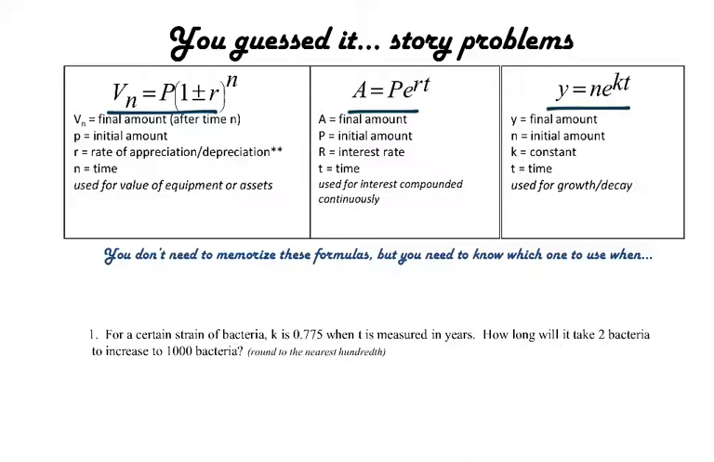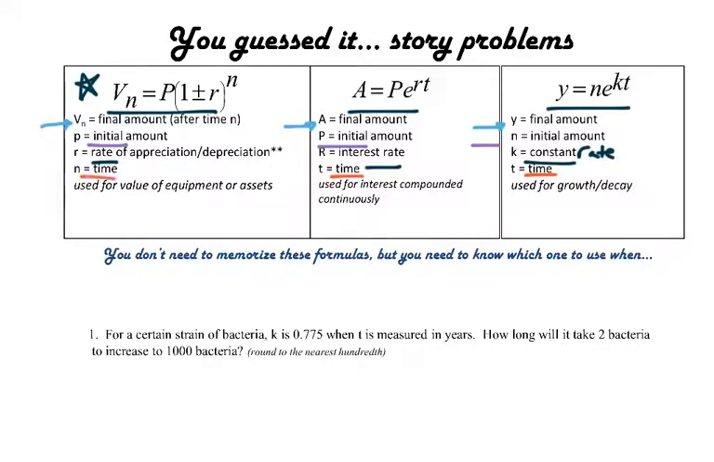One of them might look a little different, like this one I think uses different letters. PERT we used before, that one might be a little new, but they're really all the same formula. If you look at the explanations of the variables: final amount, initial amount, rate, a constant that's actually a rate as well, and then of course time.